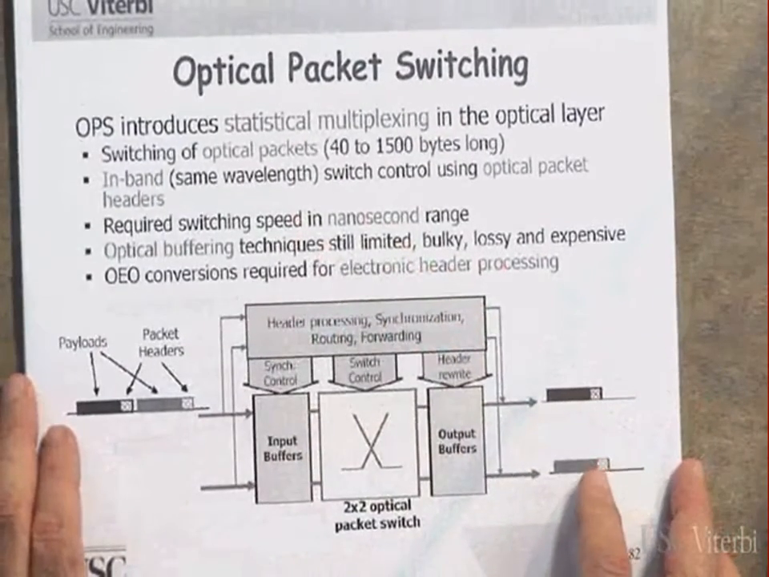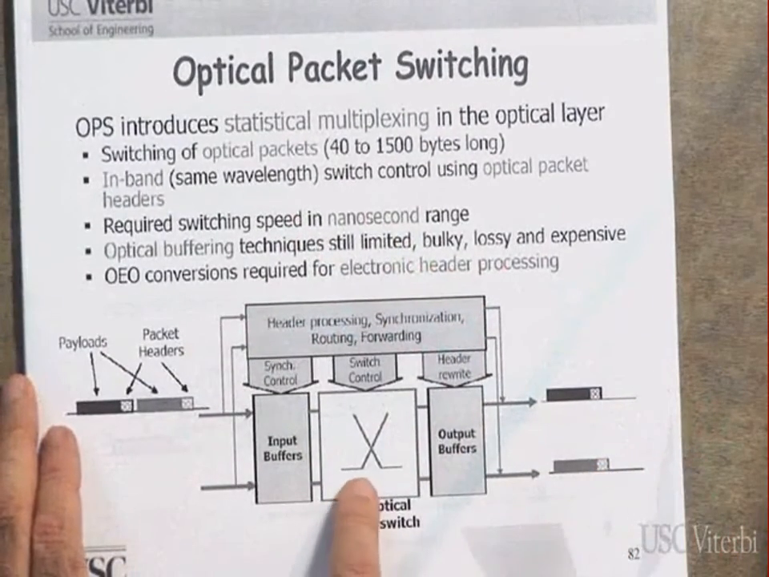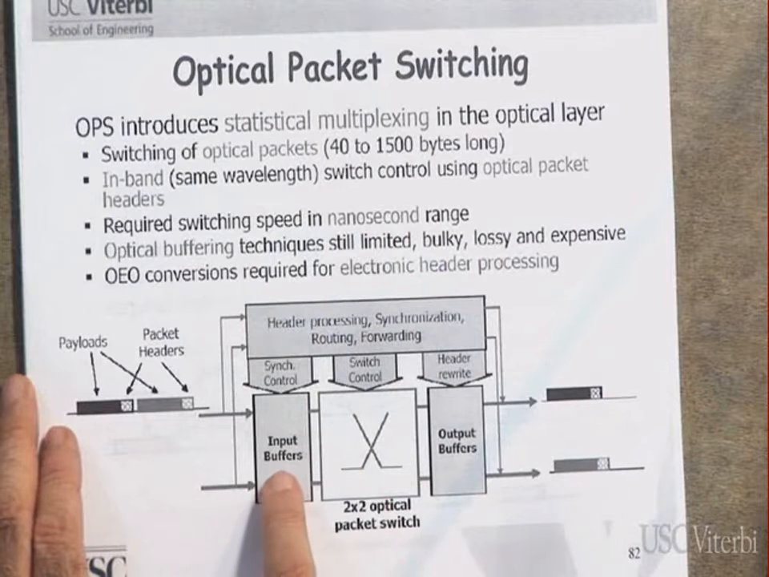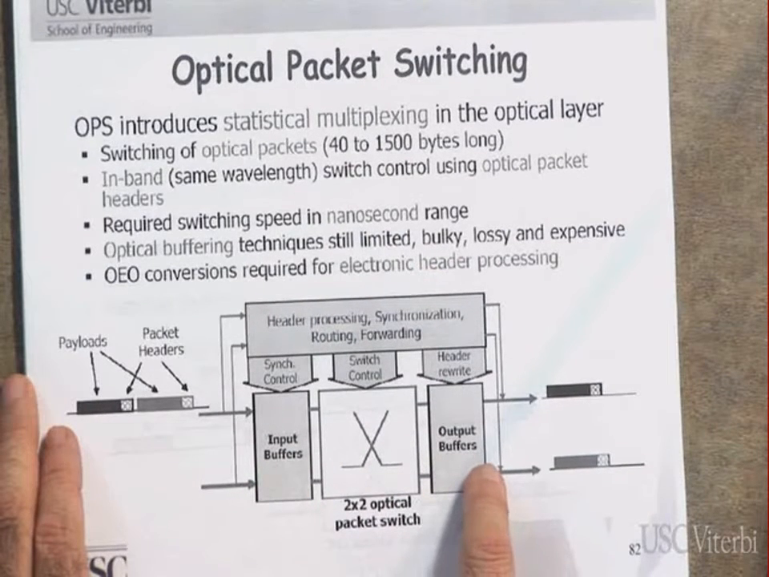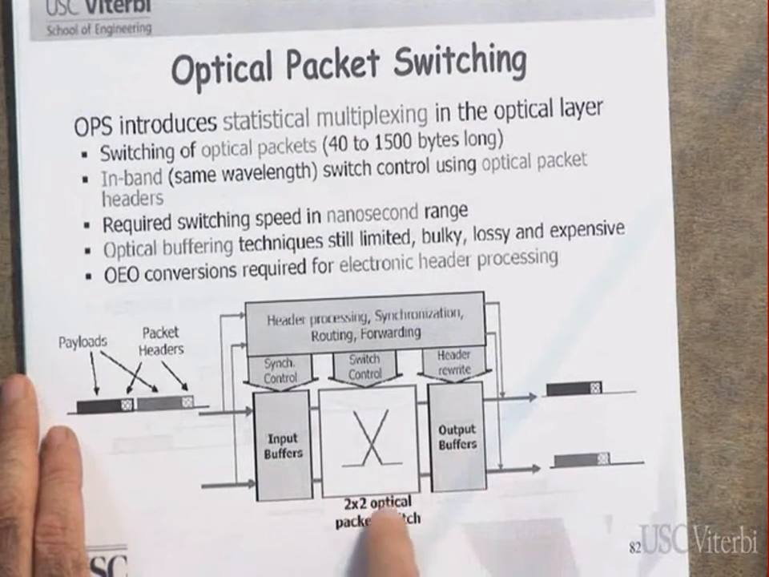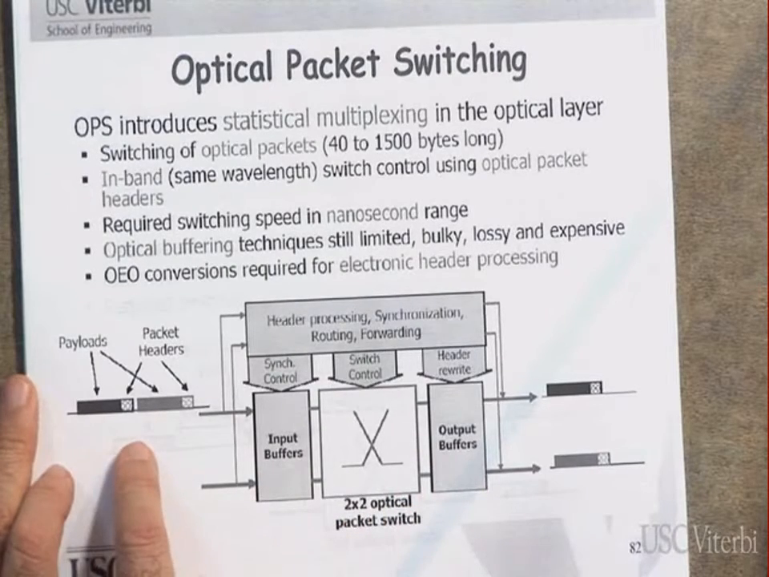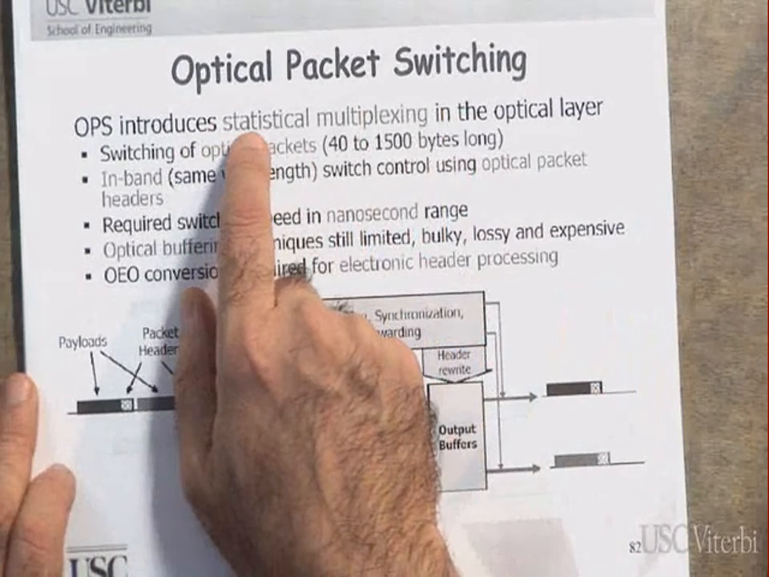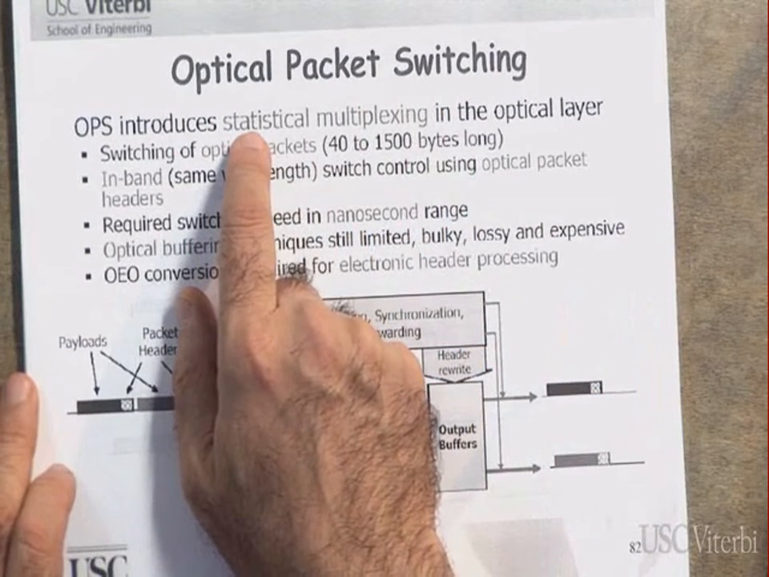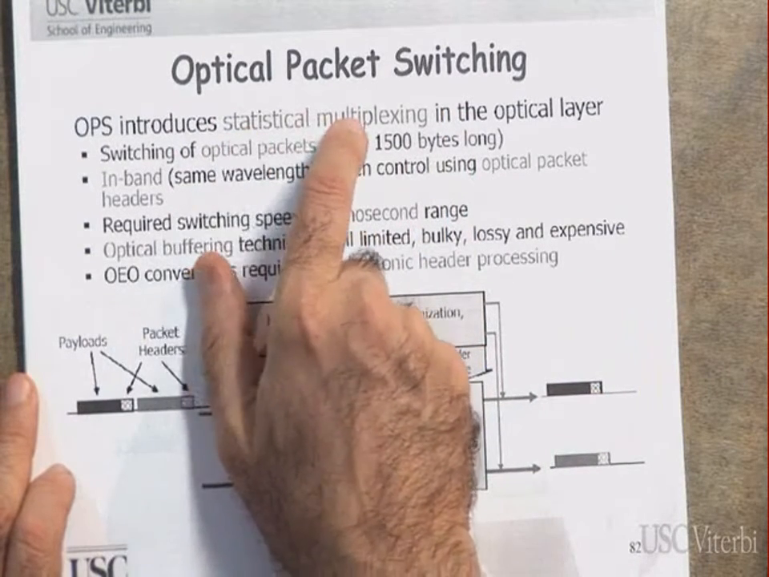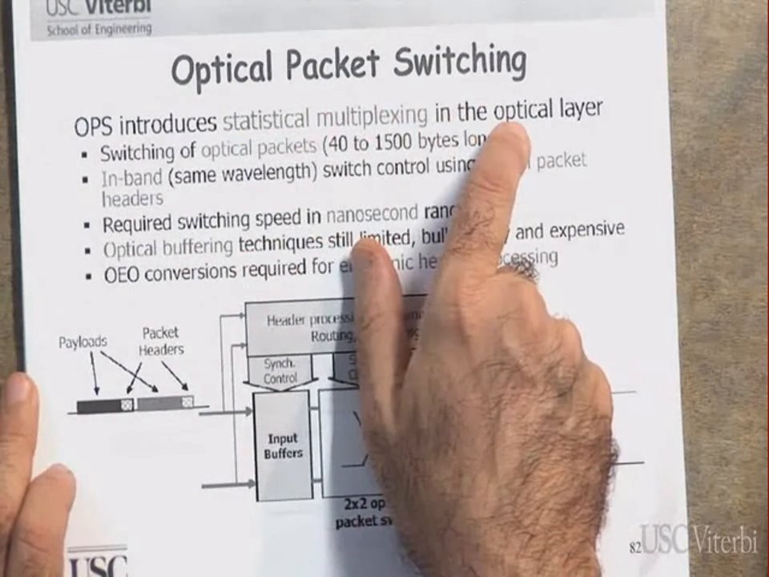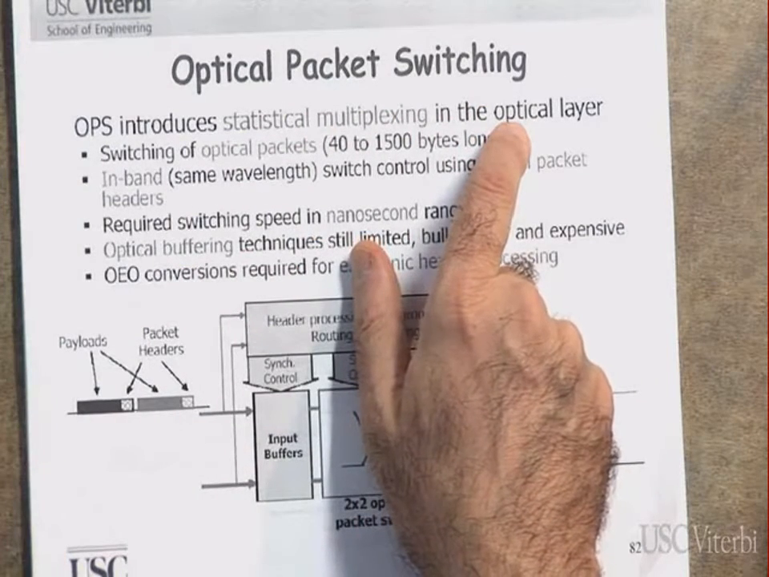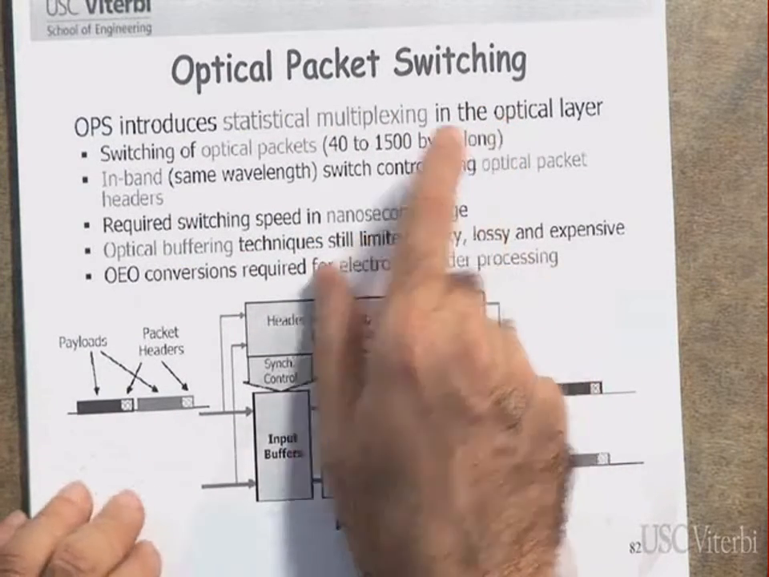The packet optical switches are less used than this one, but the hope is that this one will take over. For the packet optical switches, what do you have? This is the switch. These are, again, the input buffers and the output buffers. Again, most of the switches are 2x2 switches. Incoming packets usually introduce what is known as statistical multiplexing. This is for packet switching. Statistical multiplexing in the optical layer. Optical layer means the physical layer.